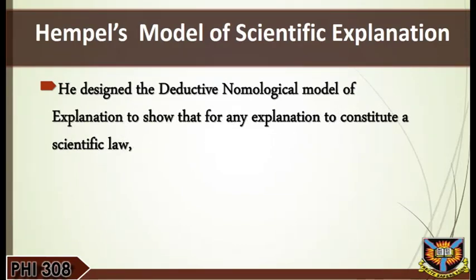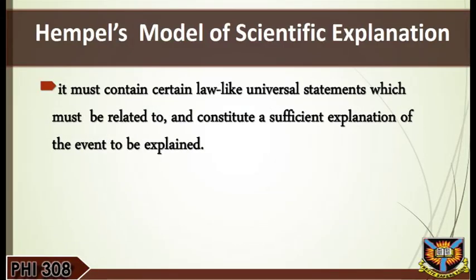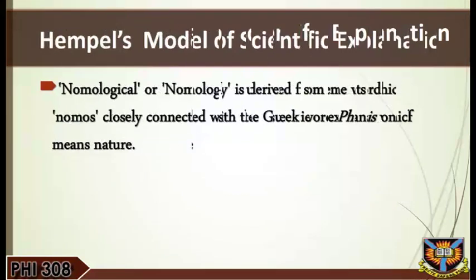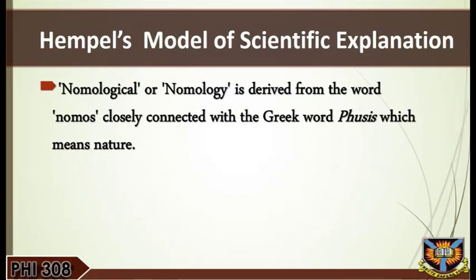Carl G. Hempel designed what he called a deductive nomological model of explanation to show that for any explanation to constitute a scientific law, it must contain certain law-like universal statements which must be related to and constitute a sufficient explanation of the events to be explained. The word nomological or nomology is derived from the word nomos, closely connected with the Greek word physis, which means nature. Technically put, it simply connotes regularity in nature.